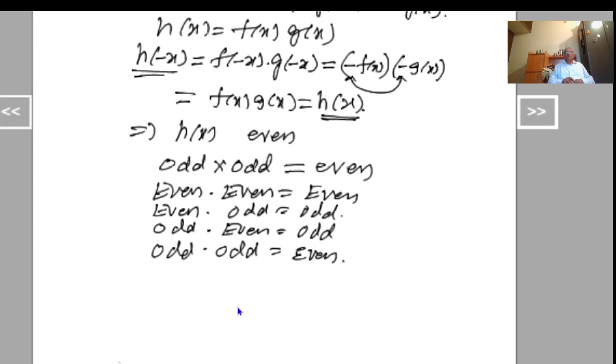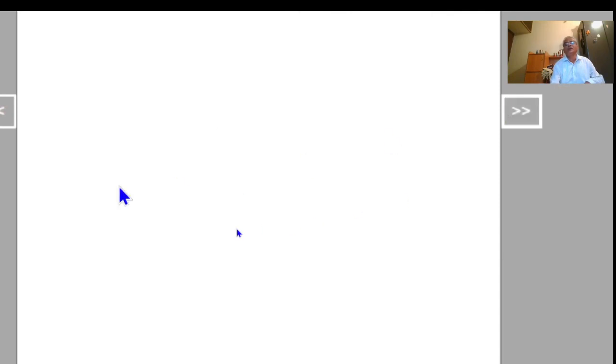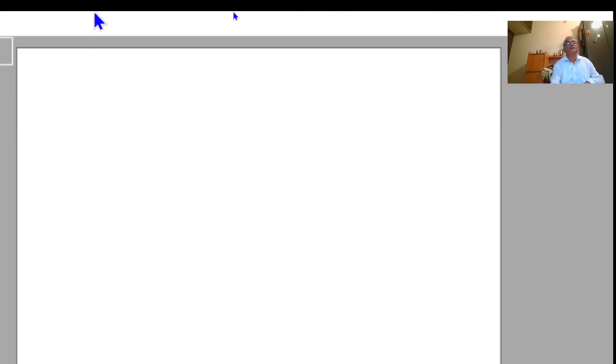Otherwise, that is, one even and one odd, then we get the product as an odd function. Okay. Next we go to some properties of integration for even functions and odd functions.